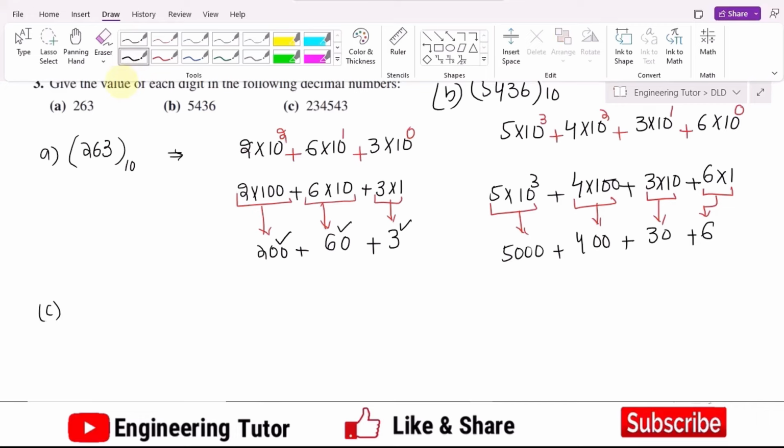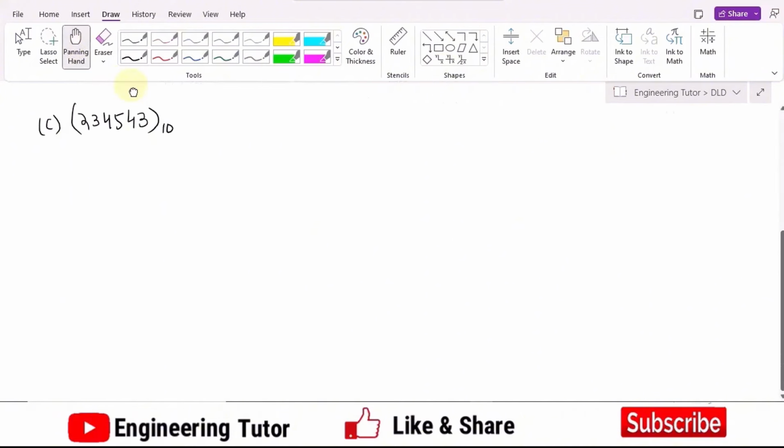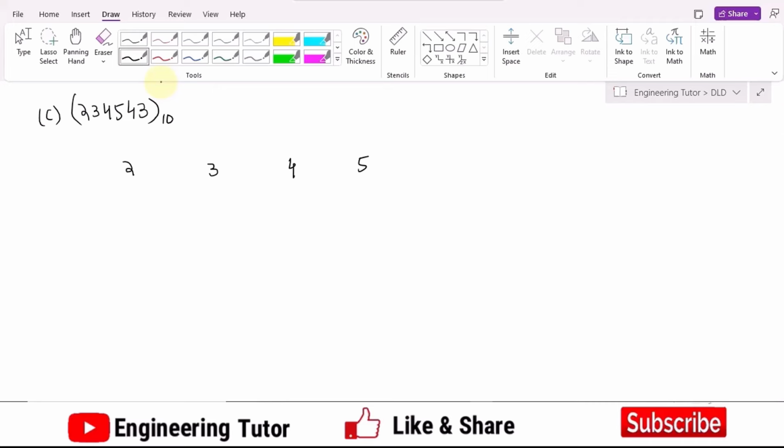Okay, so first let me write their values. So 2, 3, 4, 5, 4, 3, and this is the decimal number. Now let me solve it. So here it will be 2, 3, 4, 5, 4, 3. Okay, so after it let me multiply each and every digit here with 10, the base of this number.